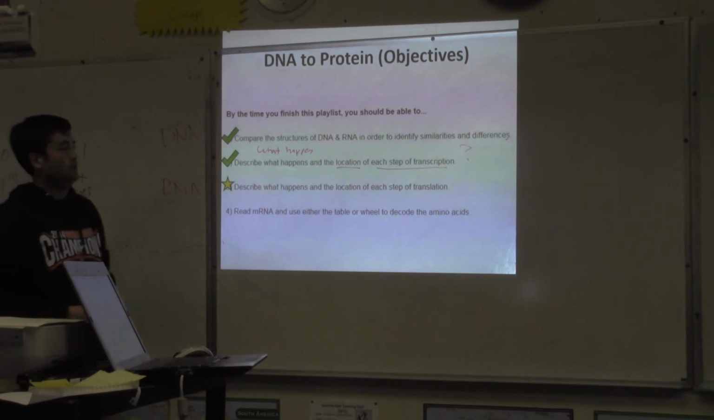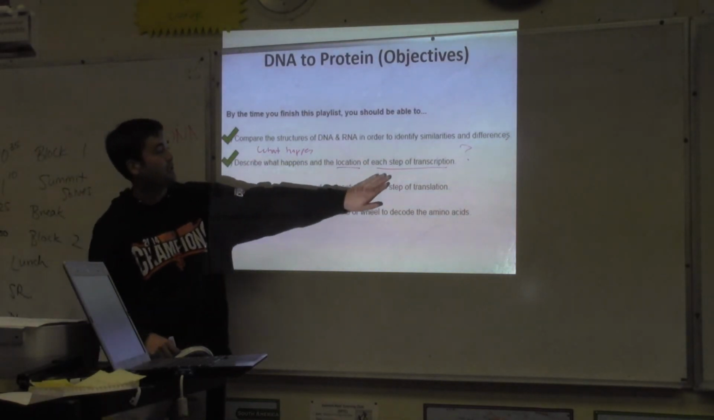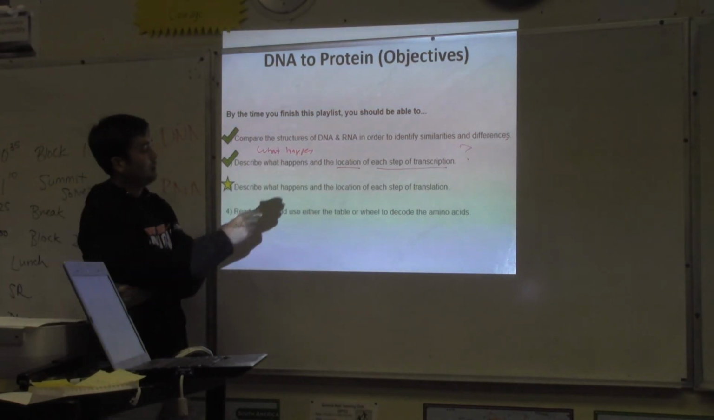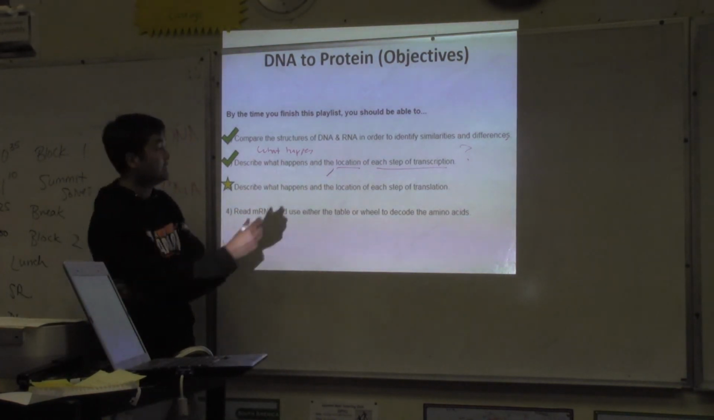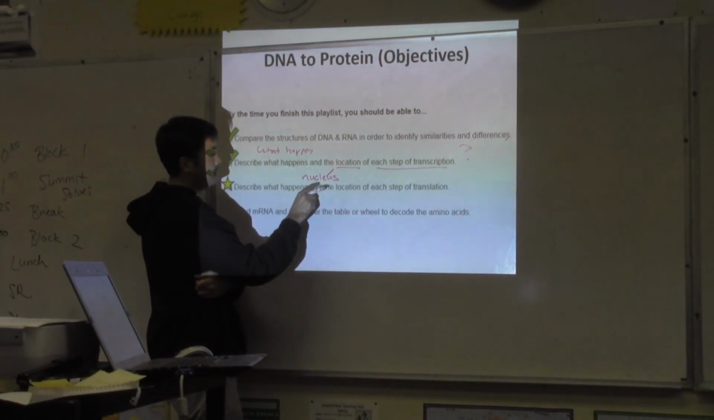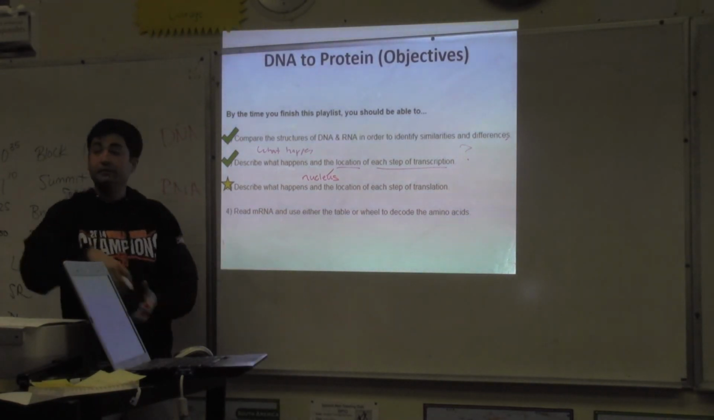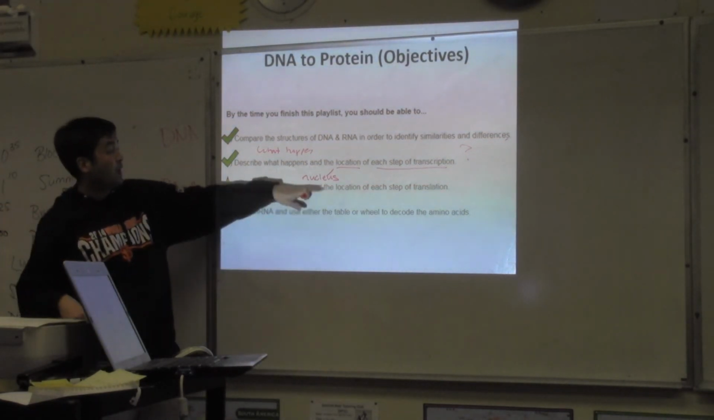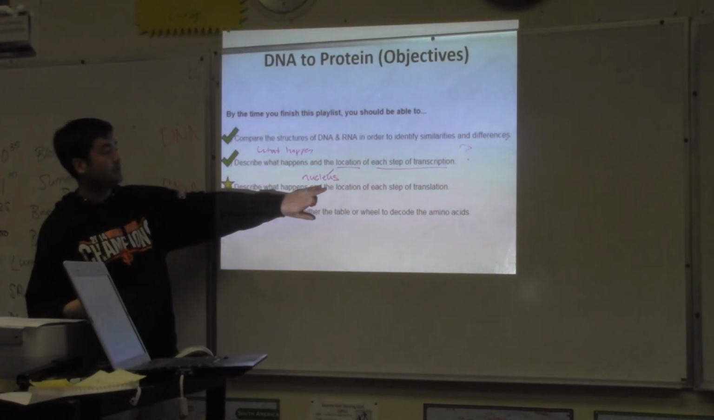Okay. So once again, we're turning this into a question. What happens and what's the location of each step of transcription? The location, if you remember, the whole reason why we need mRNA is that the location is the nucleus. This is the part of the cell where this is happening, and eventually that mRNA is going to leave the nucleus. But this is why we need mRNA in the first place: DNA can't leave the nucleus, so it has to happen in the nucleus.